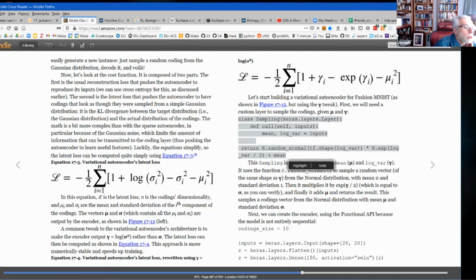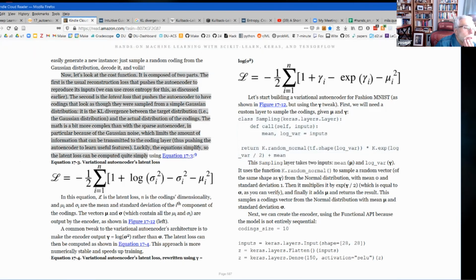But now let's go to the language that Srinivas was reading from. Is it here? Yeah. Okay, so let's start here. Look at the cost function. It's composed of two parts. The first is the usual reconstruction loss that pushes the autoencoder to reproduce the inputs. And we can use cross entropy for this. So we talked about the cross entropy loss. And then the second term is the latent loss that pushes the encoder to have codings that are sampled from a simple Gaussian distribution. It is the KL divergence between the target distribution, which in this case is the Gaussian.